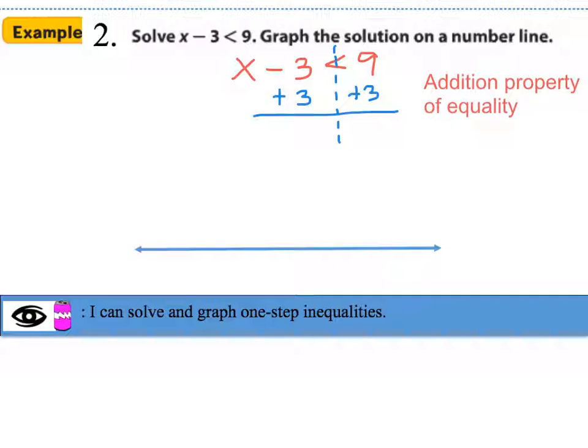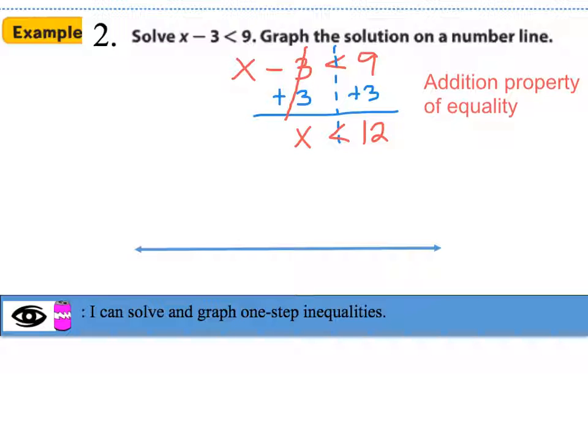This is an example of using the addition property of equality, because we had to add 3 to both sides to keep our scale balanced. Now that we've done that, we can cross out negative 3 minus 3, which becomes 0, and our x has been isolated. Drop down the less than sign, and 9 plus 3 is equal to 12.